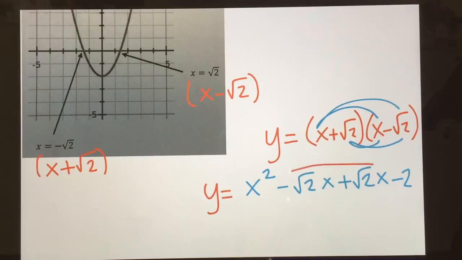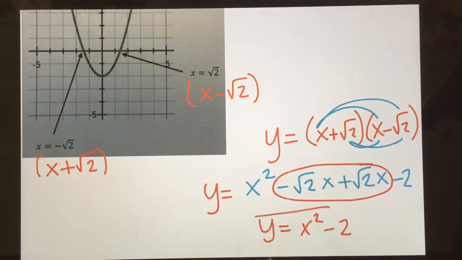If we simplify the problem, you'll see that these two things are opposite signs, so they actually cancel out. And so your final answer would be y equals x squared minus 2.